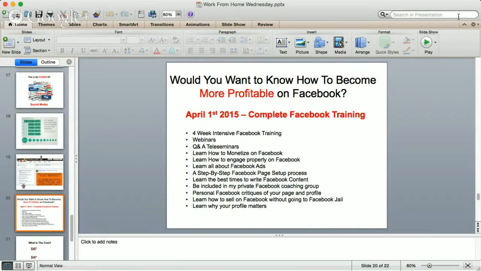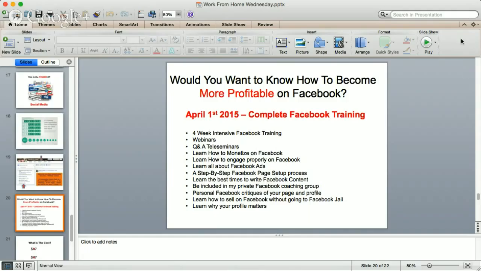And you're going to learn why your profile matters. Your profile matters a lot. It matters a lot. And if somebody tells you it doesn't, why your picture on your profile matters. You'll know how many words you should have as your header in ratio to your picture.